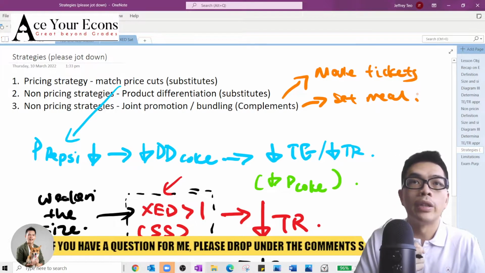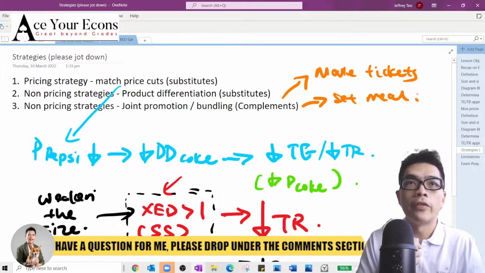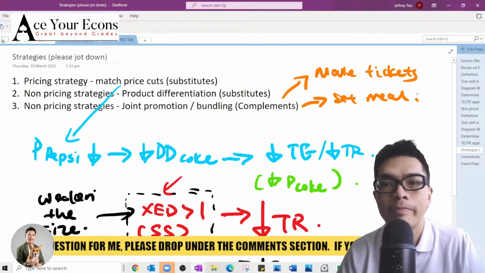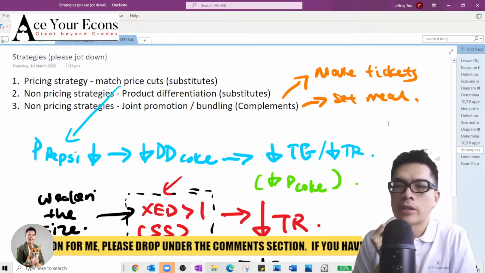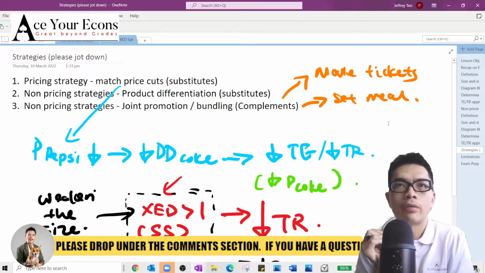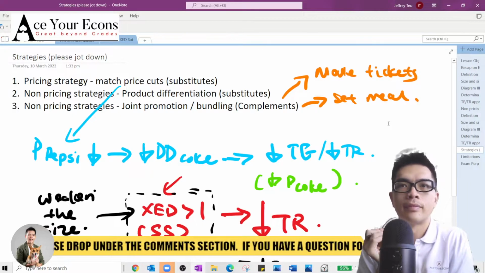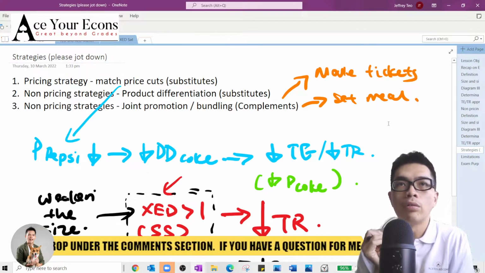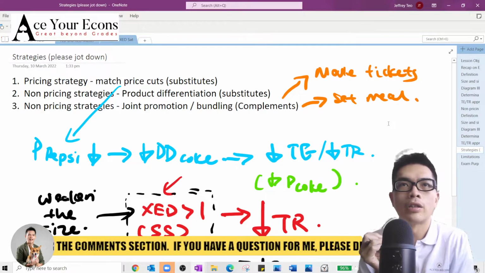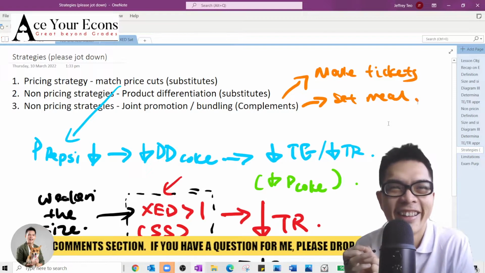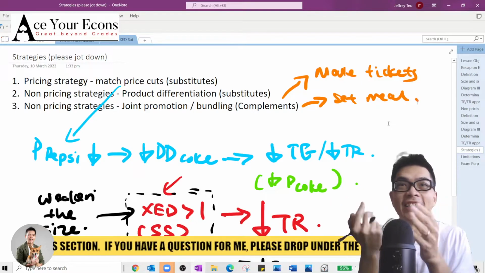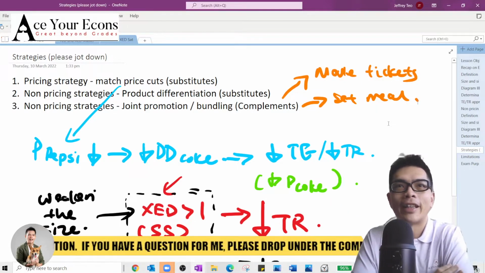So pay attention to this. Especially for complements, this is the only way out: bundling. Any other examples of bundles that we see in our day-to-day life that are offered to you together? Do notice that bubble tea and straw is not a bundle. It's not used like that.